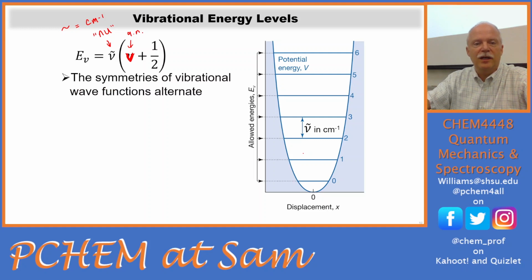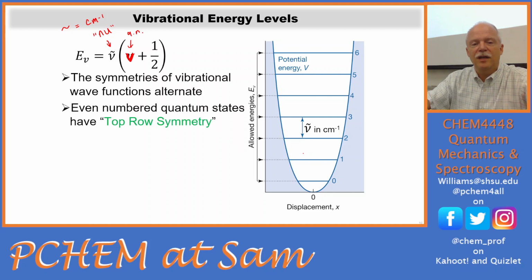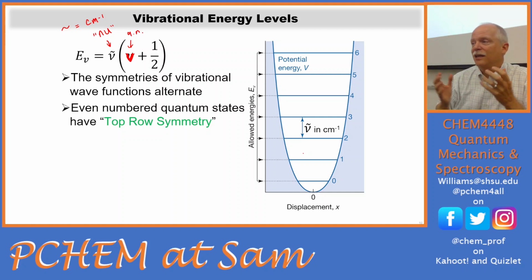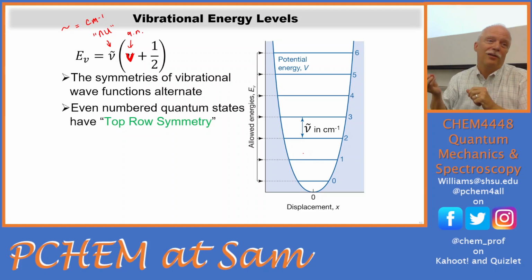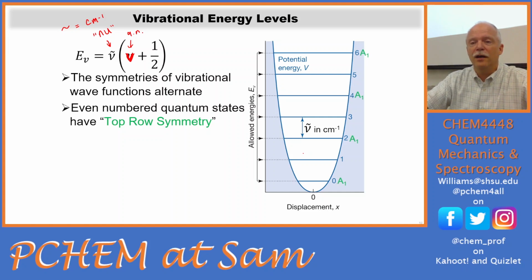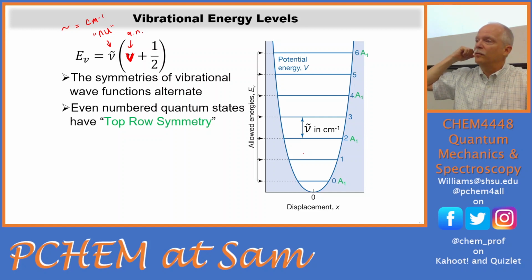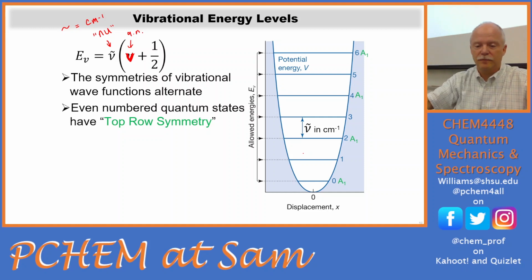So the symmetries of the vibrational wave functions alternate, just like they did in the particle in a box. The even-numbered quantum states are top row symmetry. If I want to speak in general terms about all molecules, I can't use A1 and I can't use Ag, because only molecules with an inversion center have g's. I think if it doesn't have a g, every one of them is A1, but there are some that have A prime. So I just have to say top row symmetry or even symmetry. So in water, that's A1. You see over there, the even-numbered quantum numbers are A1, which is the top row for water.